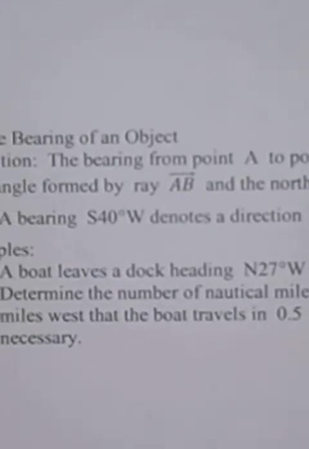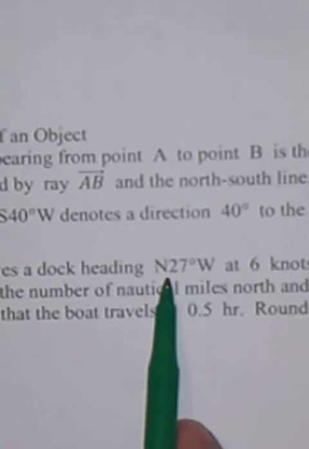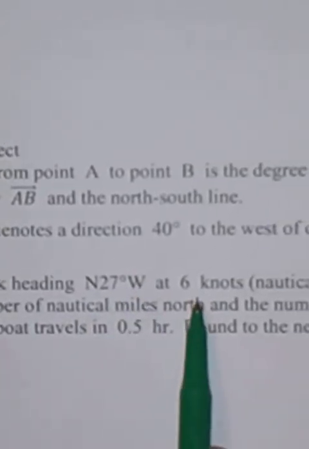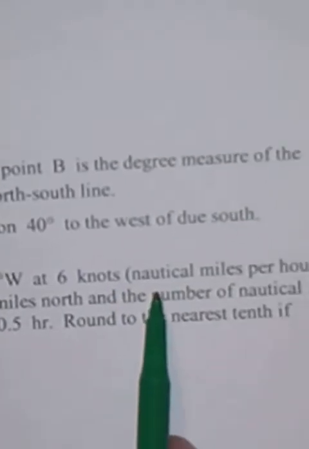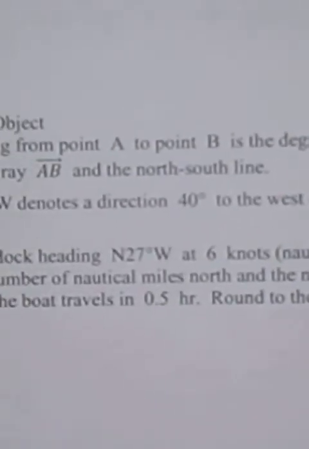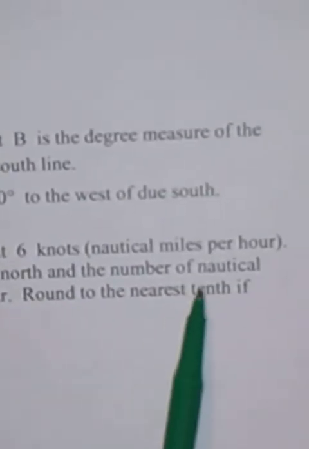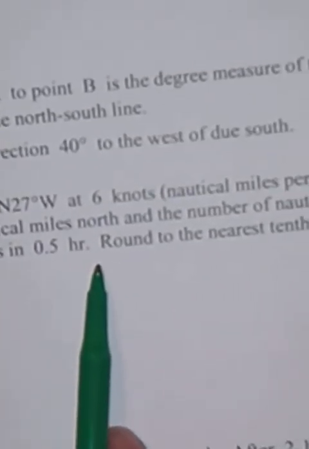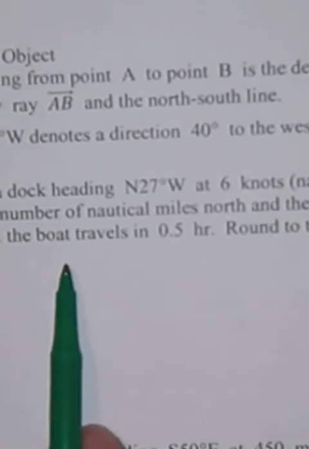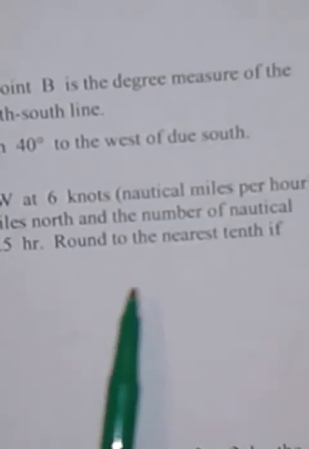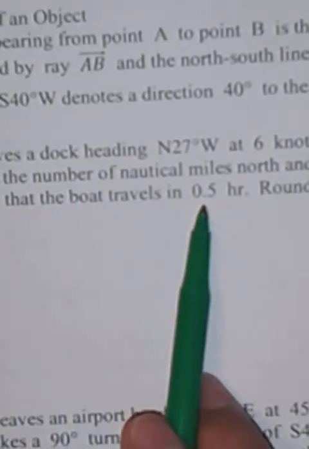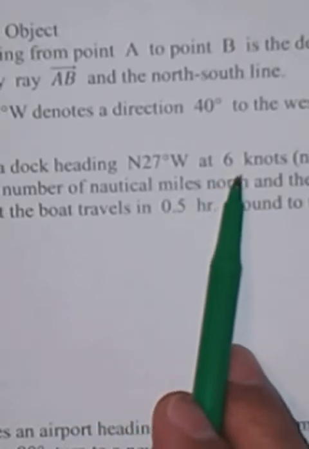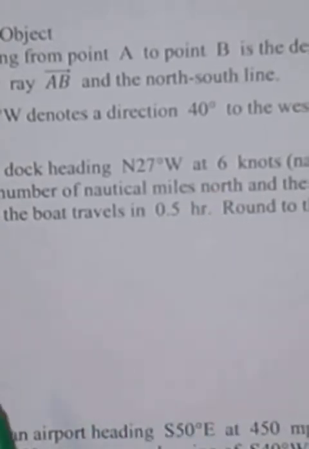A boat leaves a dock heading north 27 degrees west at 6 knots, or nautical miles per hour. Determine the number of nautical miles north and the number of nautical miles west that the boat travels in 0.5 hours. Round to the nearest tenth if necessary. So 0.5 hours means it traveled three nautical miles, but in a diagonal, right?